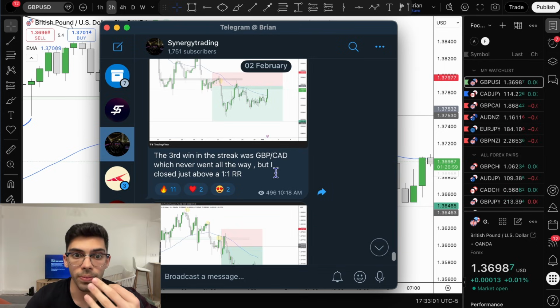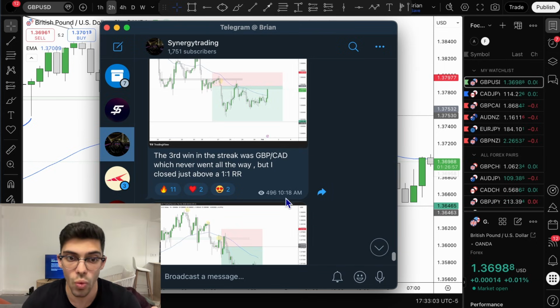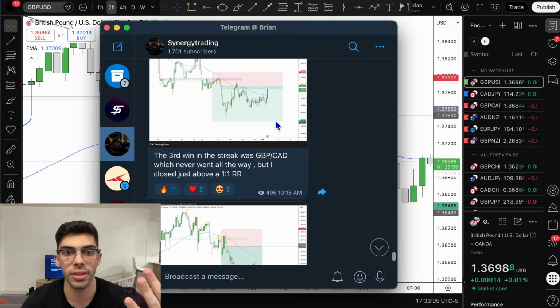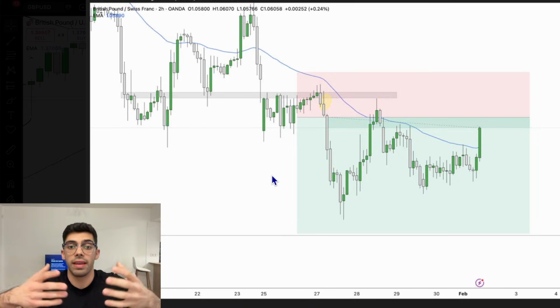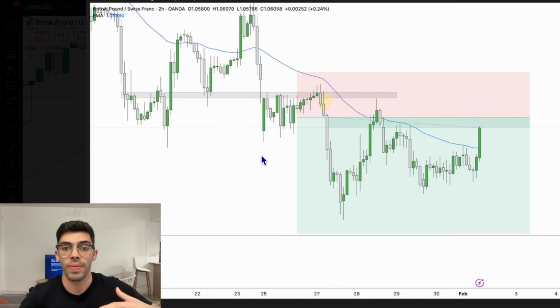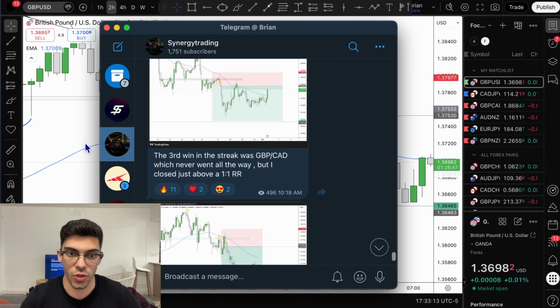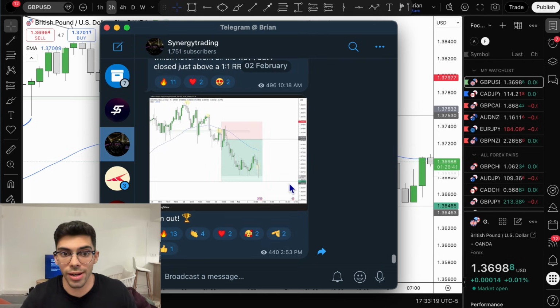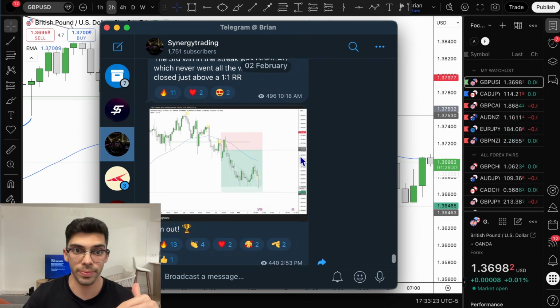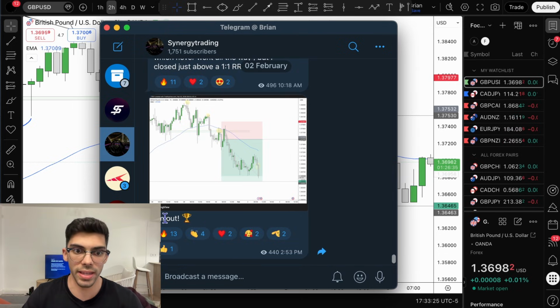The third one, it was a win because I closed out in profit, but it never actually hit my full take profit. I closed out inside of this consolidation here for about a 1-to-1 risk to reward ratio. But that's still a win. I still made money on that trade. And the entry still went in profit. So that's what matters.